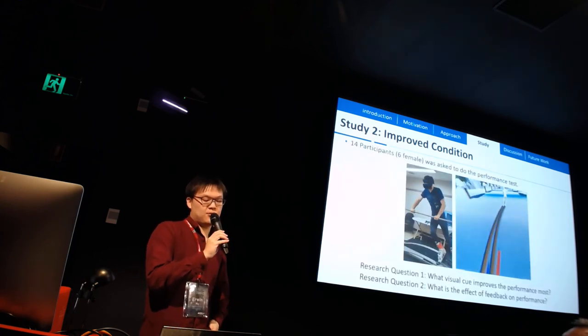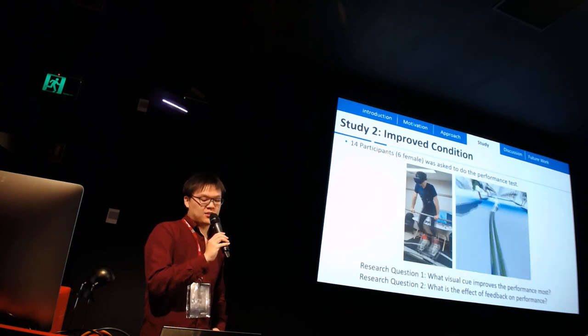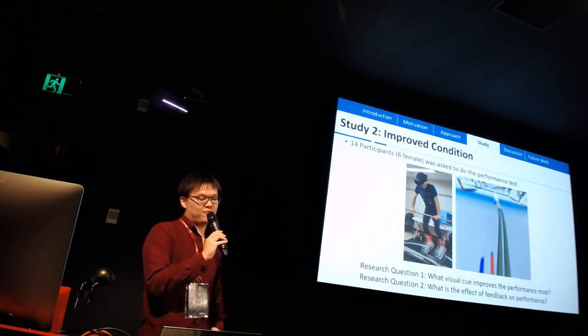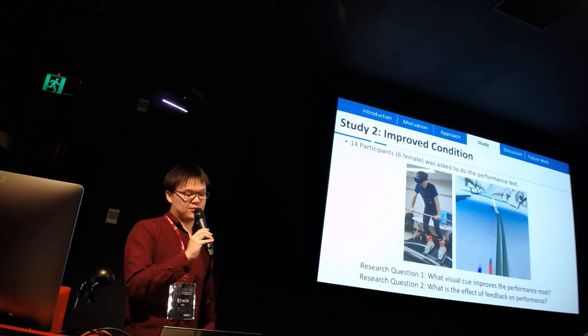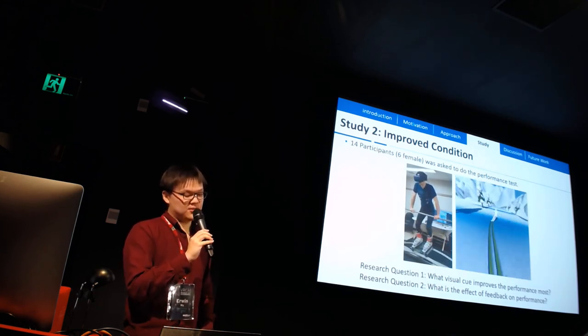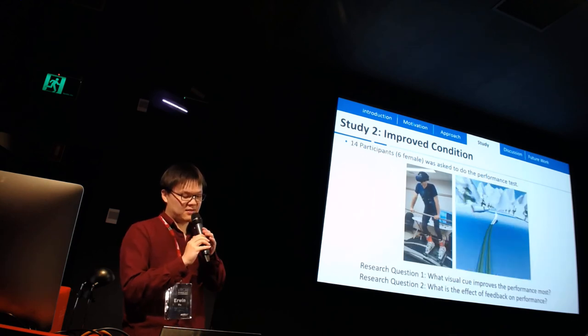So using the 3 new conditions, together with the 3 improved old conditions, this time we performed the quantitative evaluation to answer the following research questions. First one, what visual cues improve the performance most? And the second one is, what is the effect of the feedback on the performance?